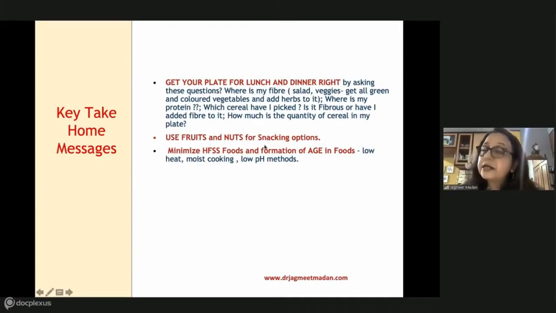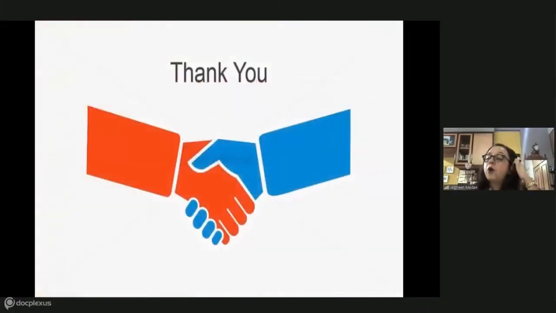Use fruits and nuts for snacking options. Minimize HFSS foods, which I already said, and also treat the food lovingly. Besides treating the food lovingly, emphasize moist cooking methods, not extreme heat conditions or low moisture conditions. The pH of the food in which you cook is also very, very important. So I hope I've left you with some food for thought, which may not be specific, because I always feel that you as family physicians need to give correct generic messages to all your patients.